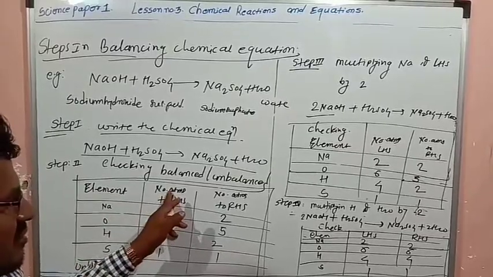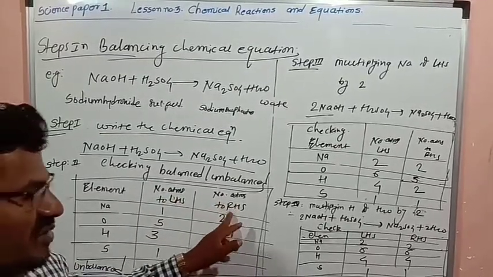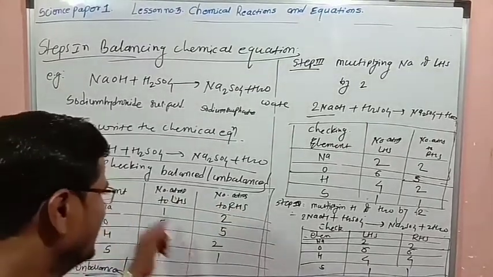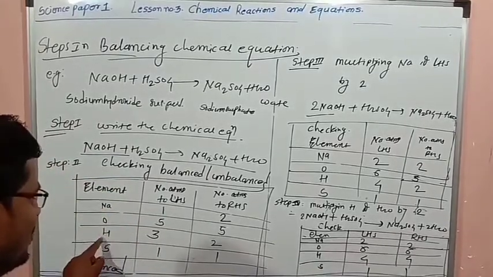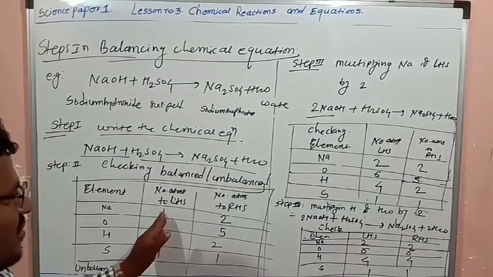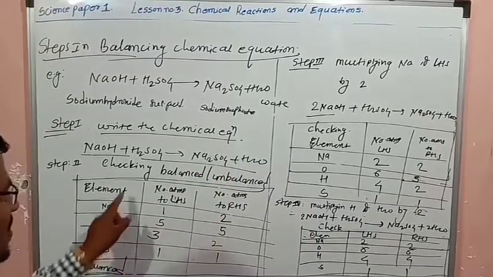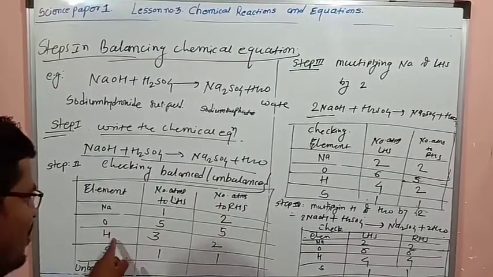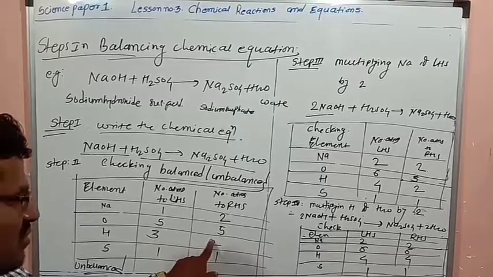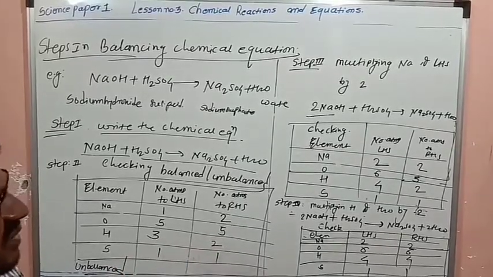Element, number of atoms of that element to the LHS, number of atoms of that element to the RHS. Then sodium, oxygen, hydrogen, sulfur, and their numbers. Sodium 1, this side sodium 2. Oxygen this side 5, that side also 5. Hydrogen 3, hydrogen 2. Sulfur 1, sulfur 1.